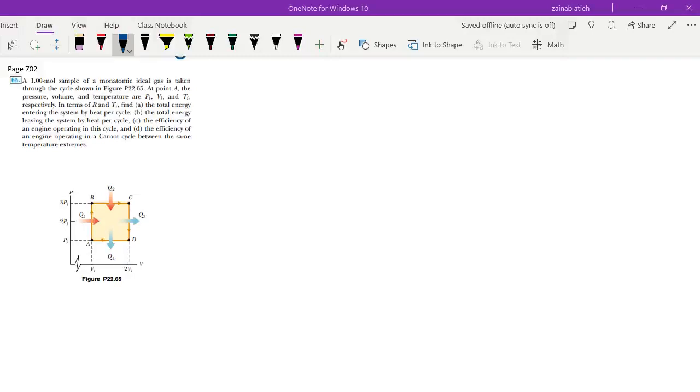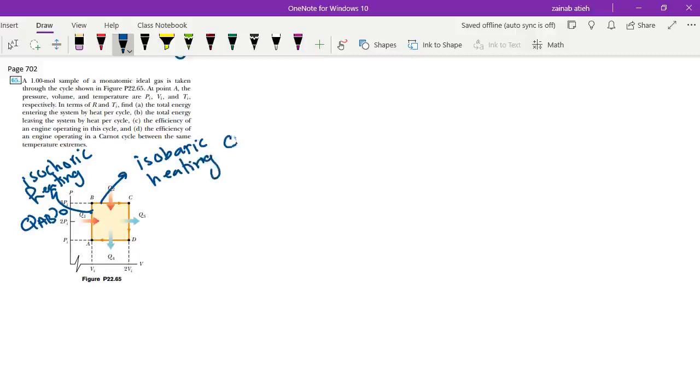Before starting, I will just give a quick description of our cycle. AB is an isochoric heating. Because it is heating, Q will be positive. So QAB will be positive. This is gained. And here we have an isobaric heating also.